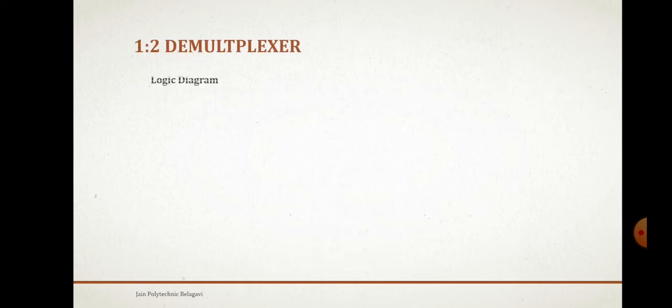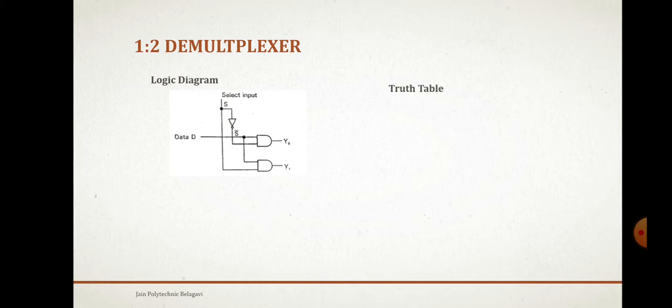You can see here the 1:2 demultiplexer logic diagram we have shown. A demultiplexer can be designed by using two AND gates and one NOT gate, as shown in the figure.